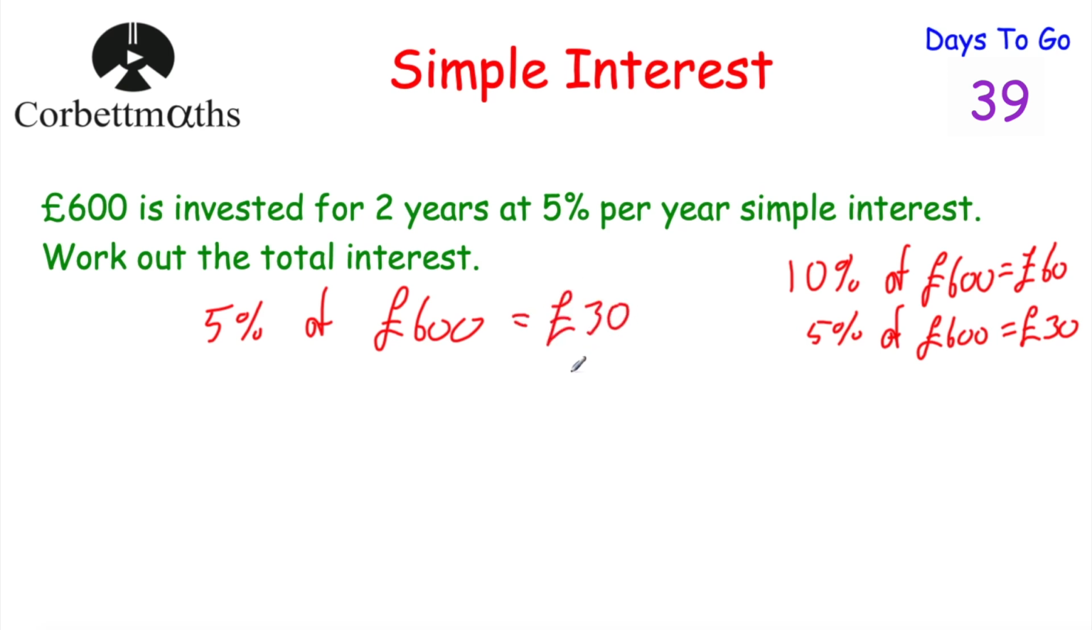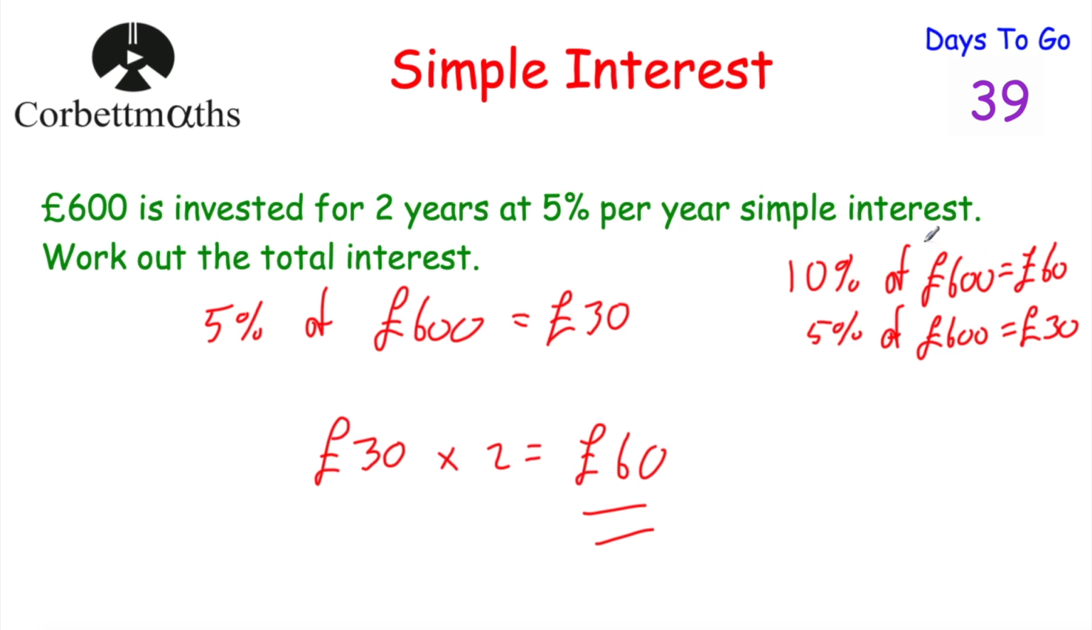So with simple interest, that means that £30 is earned every single year. It's invested for 2 years, so it'll earn £30 in the first year and £30 in the second year. To work out the total amount of interest, we'll just take our £30 and multiply by the number of years, which is 2, and £30 multiplied by 2 is £60. So it earns £60 interest in total. If the question said work out how much money there'll be in the account after 2 years, that'd be £660. But in this question, it just says the total interest, and that's it. So that's how you answer questions involving simple interest.